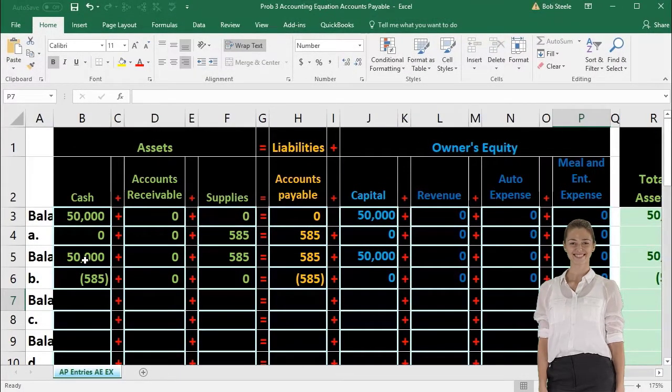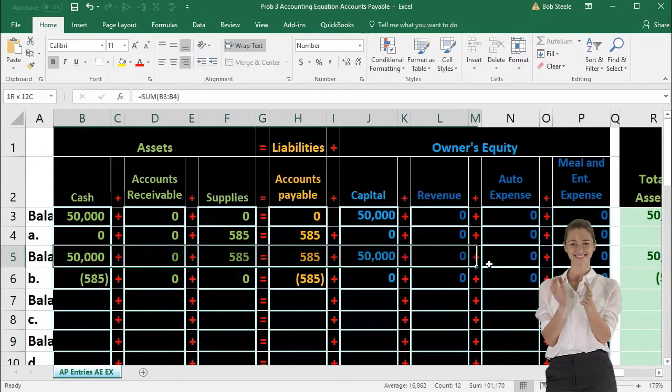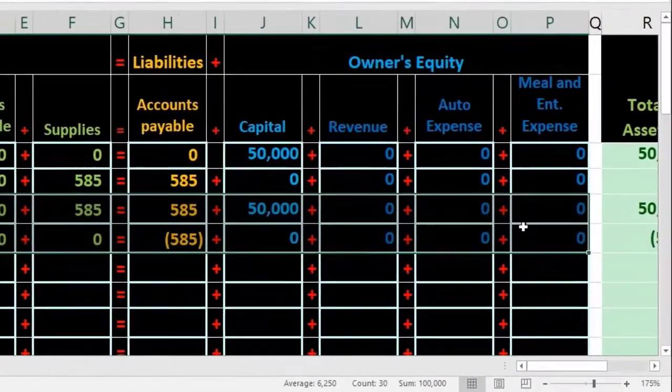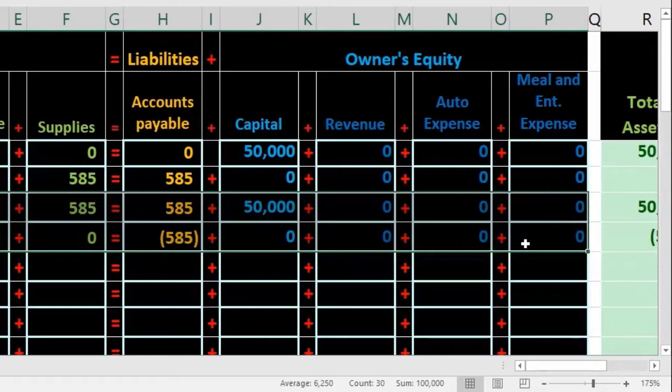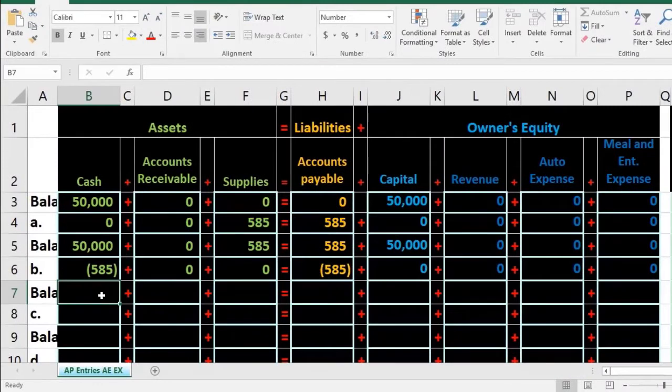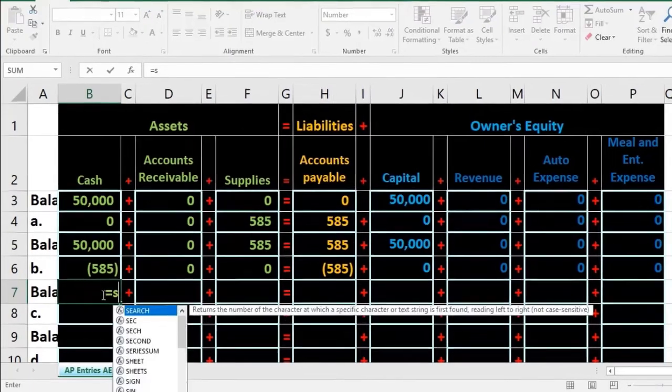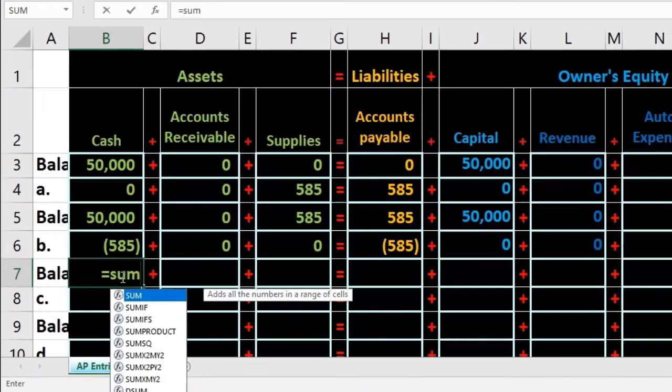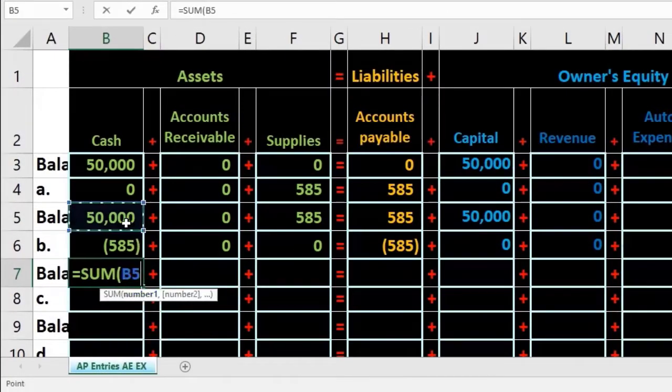Now we're gonna enter the new balance. So here's our previous balance. We then had our transaction, and we will end up then in our new balance here by basically just summing up each column in these two, each row in these two columns. So we're gonna start here in B7. We're gonna use, of course, the sum function. So I'm gonna say equals SUM, and double click the sum function, highlight the 50 and the 585.